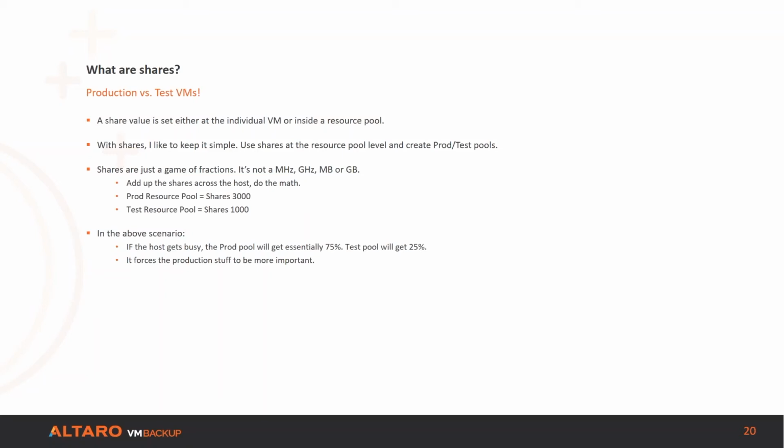When the host gets busy, that will happen. If the host gets busy, you're going to make sure that one set of VMs runs better than others. It's basically making the production stuff more important. So share values are pretty beneficial and pretty helpful there.